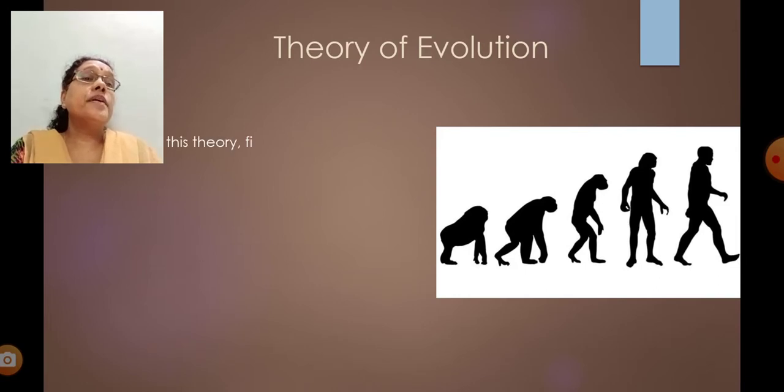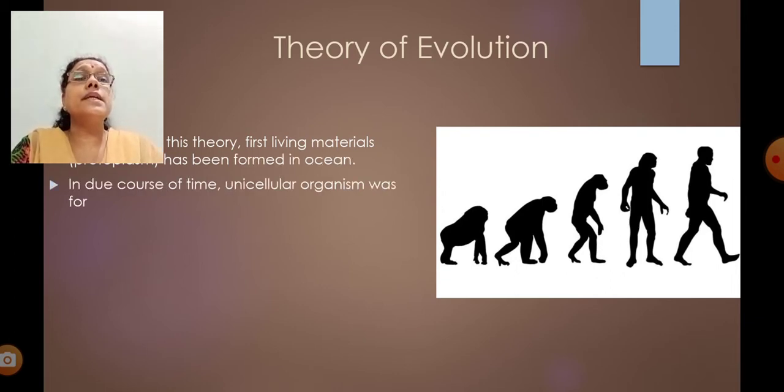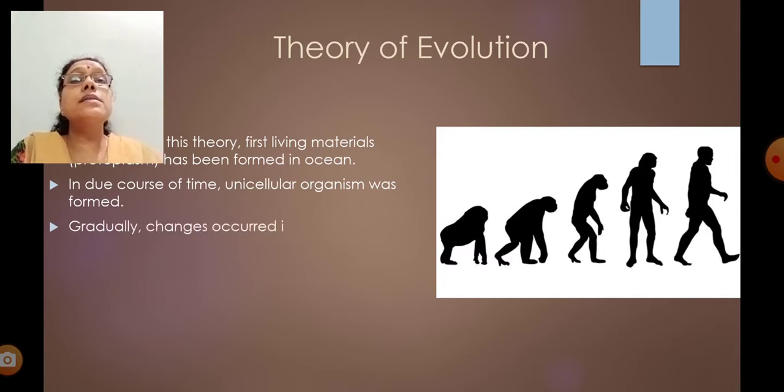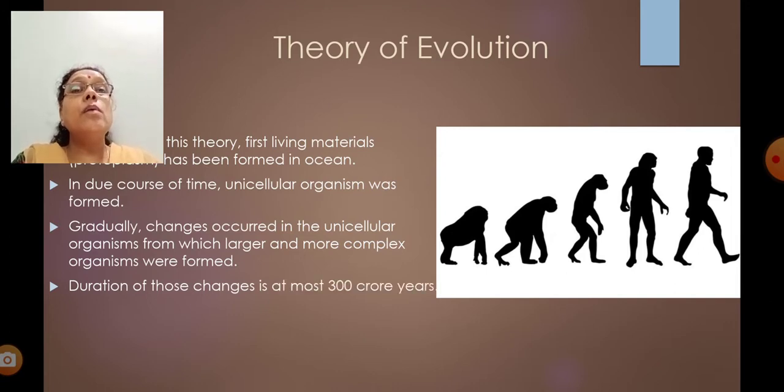In the picture, from the apes to the human beings, you can observe the gradual change in the diagram. According to this theory, the first living material, or protoplasm, was formed in the ocean. In due course of time, the unicellular organism was formed. Gradually, changes occurred in the unicellular organism, from which larger and more complex organisms were formed. The duration of those changes is at most 300 crore years.